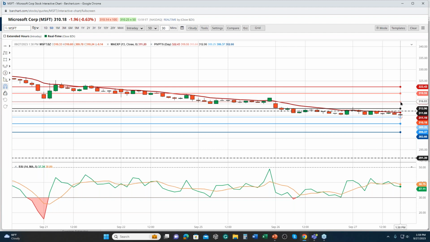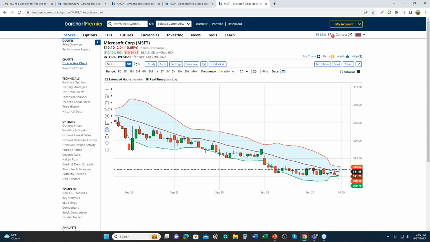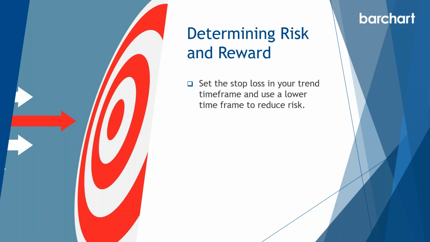Would you rather risk $2 to make $20 or risk $1 to make $3? Well, I think all of us would agree we'd rather risk $2 to make $20, especially since our trend analysis is telling us that things look like they're going to go lower. Now, we might be wrong, but I'm willing to take that risk, okay? All right, so let's do this. So determining risk reward, we're going to set our stop in our trend time frame. That's where our trend is at risk. That's what we kind of just saw there with Microsoft. Our trend was in risk.